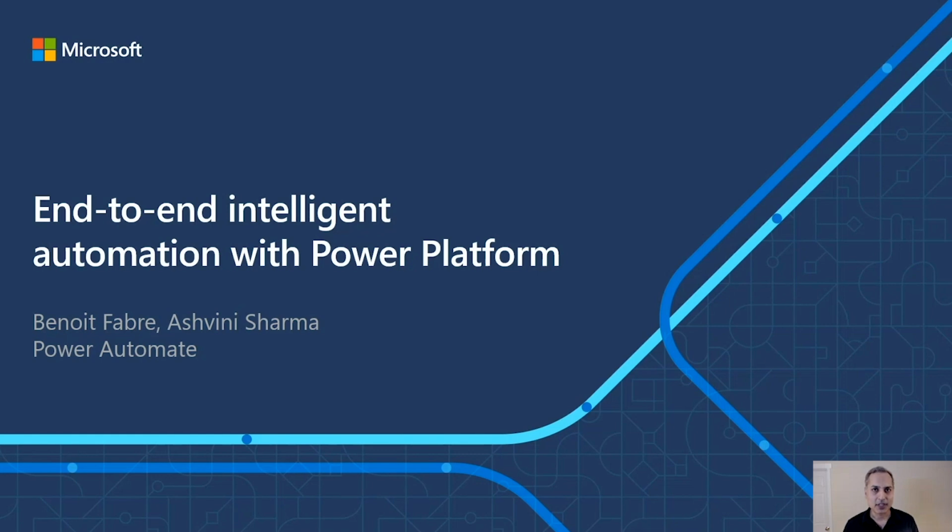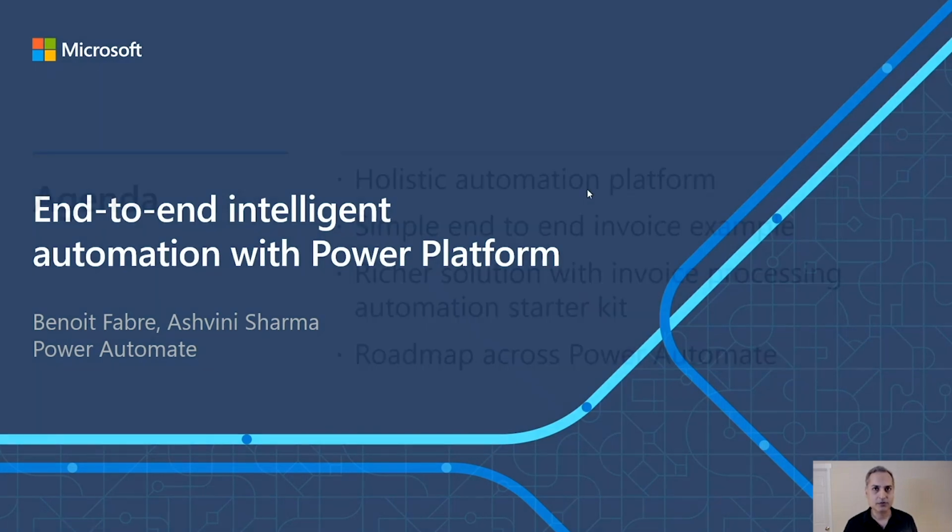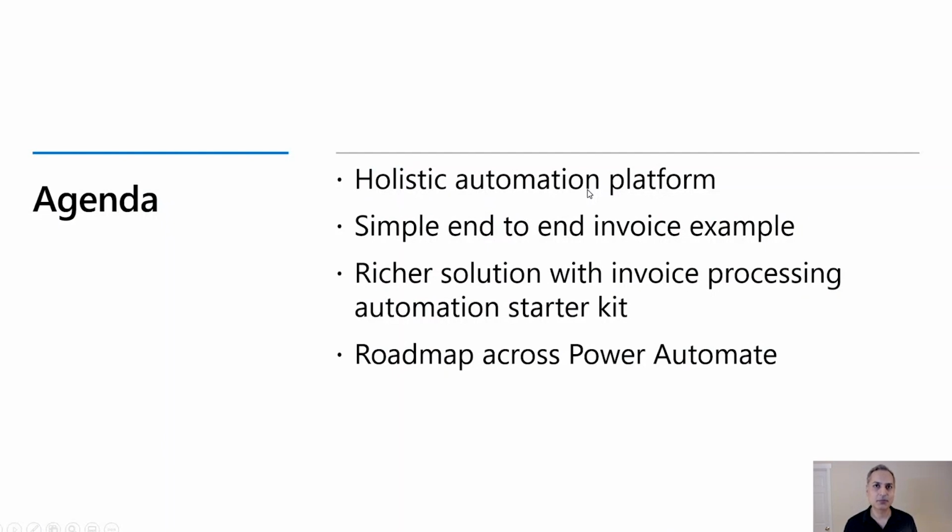The agenda we have for the session today is, very briefly, we'll cover the holistic automation platform. What is our story for Power Platform and Power Automate? Then we'll take two scenarios. One of them is going to be a simple end-to-end invoice example where we'll see from scratch how you build your simplest invoice processing directly in Power Automate. And then Benoit is going to go through and build a richer solution with a starter kit that allows you to customize it much more significantly. And then we'll close with a roadmap across Power Automate. So let's jump right in.